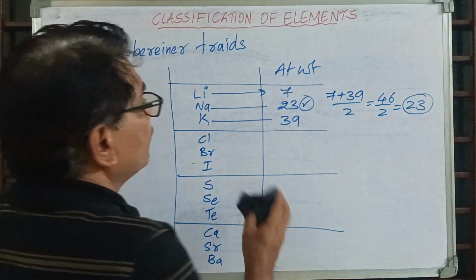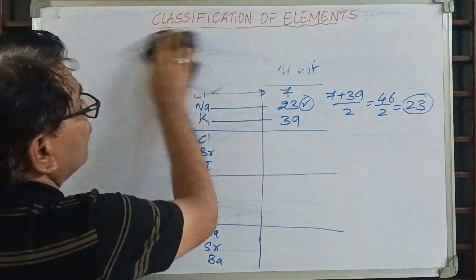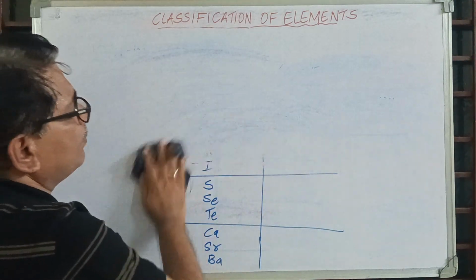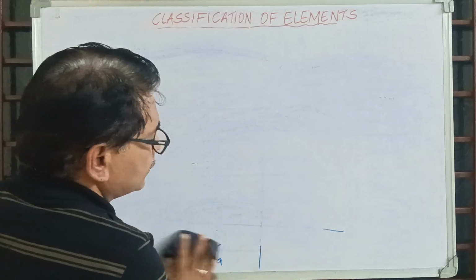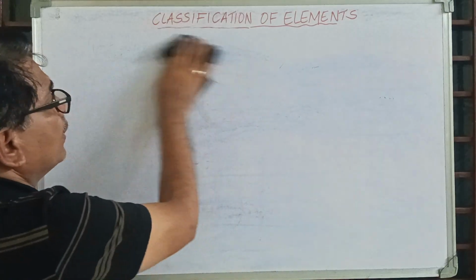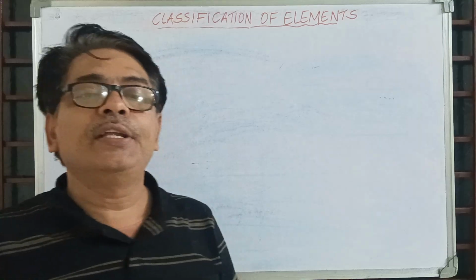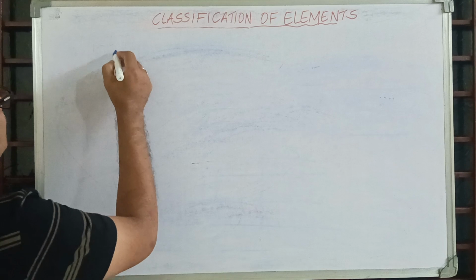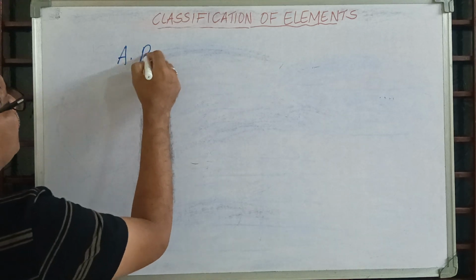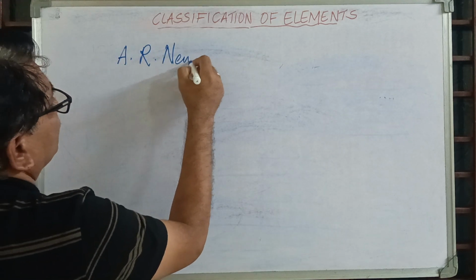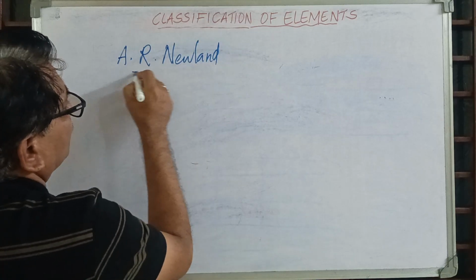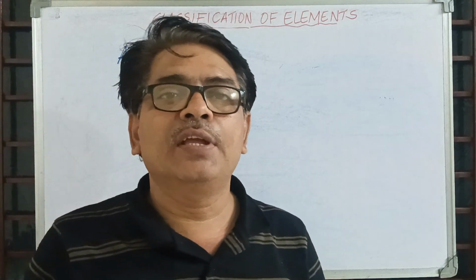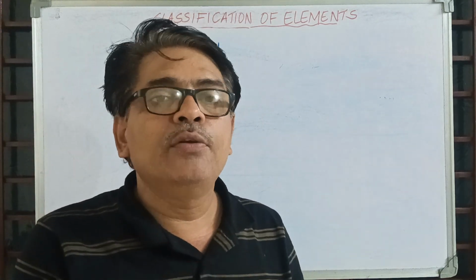When he was working with this, he had only 53 elements, and he could not make all the elements come into triads. Therefore, his theory failed. Next comes another one in the year 1865, A.R. Newland. The total number of elements at the time of A.R. Newland were 56.